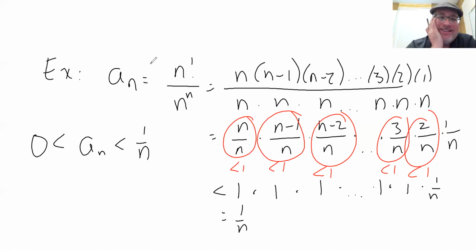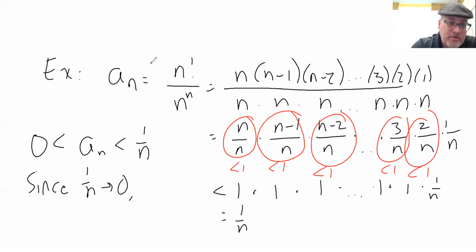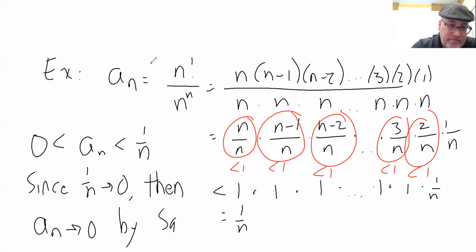So we just squeezed this guy between 0 and 1 over n by analyzing individual multipliers and recognizing that all of them are less than 1. And so when we replace those with 1, we get a larger value, 1 over n basically. Since 1 over n approaches 0, then a_n approaches 0 by the squeeze theorem.